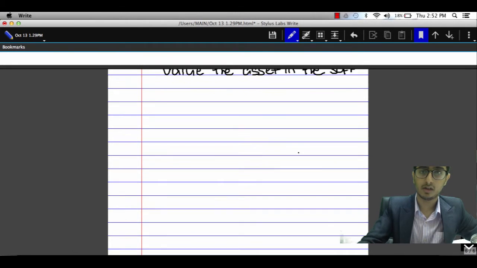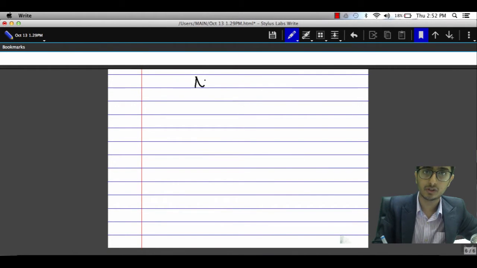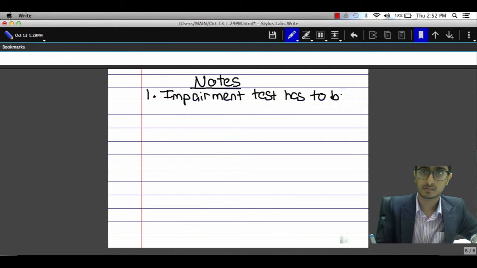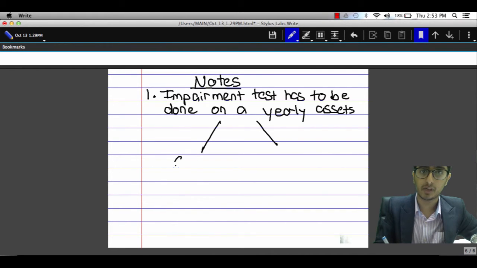Okay, now just a few additional notes when it comes to IAS 36. Impairment tests have to be done on a yearly basis. Okay, now how do we do impairment tests? Yes, we will compare the carrying value and the recoverable amount.